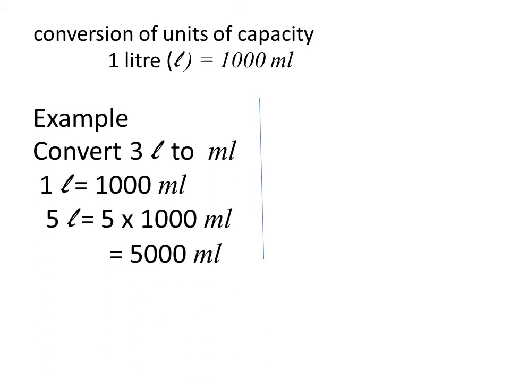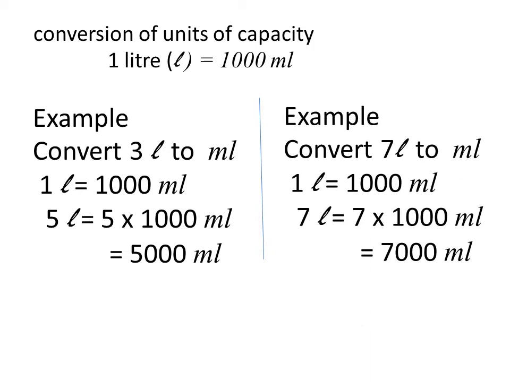Now, for example, you have to convert 5 liters to milliliters. So, as you know, 1 liter is equal to 1000 milliliters. 5 liters is equal to, you have to multiply 1000 into 5. You get 5000 milliliters. Moving on to the next example, convert 7 liters to milliliters. So, 1 liter is equal to 1000 milliliters. So, 7 liters is equal to 7 into 1000 gives you 7000 milliliters.